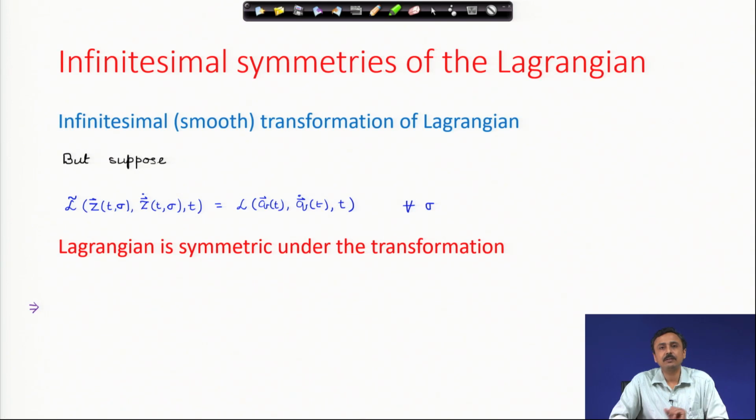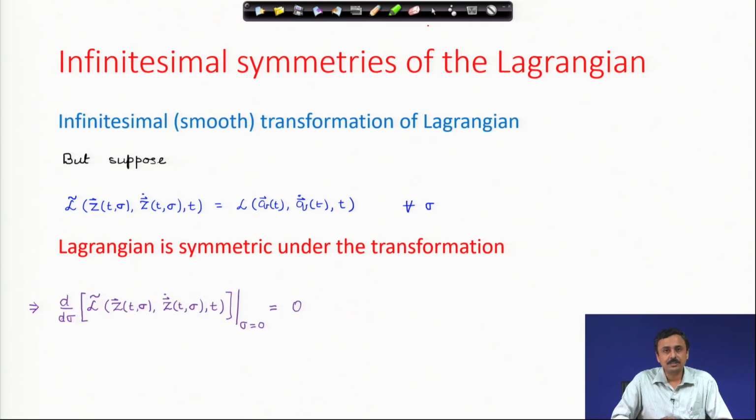Then we say that the Lagrangian is symmetric under this transformation. We will say that the Lagrangian is symmetric under this smooth transformation, or the infinitesimal transformation, which will come a little later. Here the word symmetry is used interchangeably with invariance of the Lagrangian. A Lagrangian is invariant under this transformation, therefore we call this a symmetry.